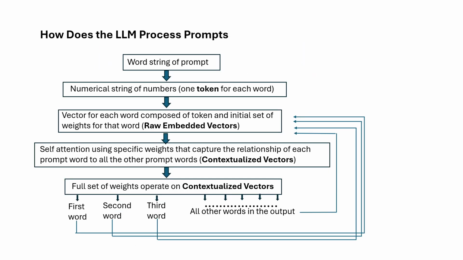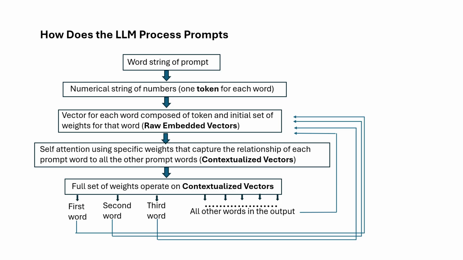Now, the other part of the LLM is the prompt itself. So we set a set of words into the LLM. That's the word string of the prompt. The first thing it does is turn them into numbers. The words go into numbers called tokens. And I have the keywords highlighted here. As you do more research, you'll see these words. The token is a mathematical number for each word. The vector for each word of the token is the token and the initial set of weights for that word from the training. And that's called the raw embedded vector.